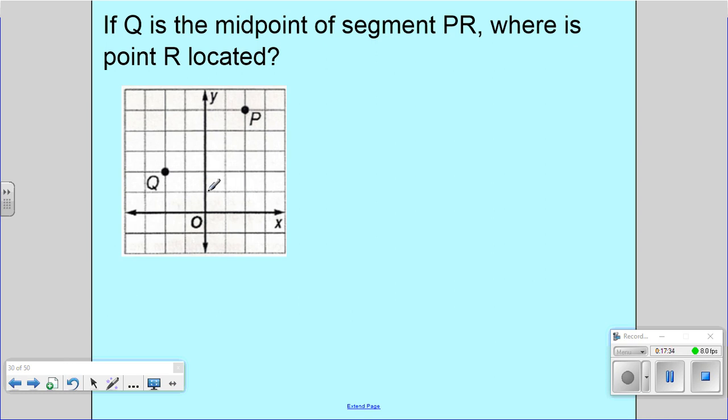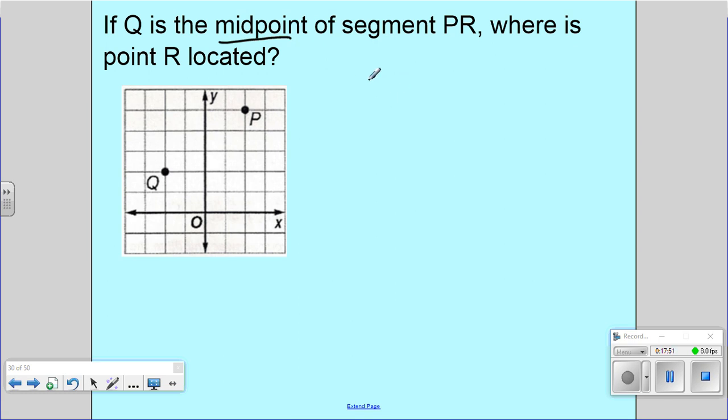So this next example is slightly different than the previous. Read it carefully. If Q is the midpoint of segment PR, if you look at my graph, there is no R. Where is a location for R?